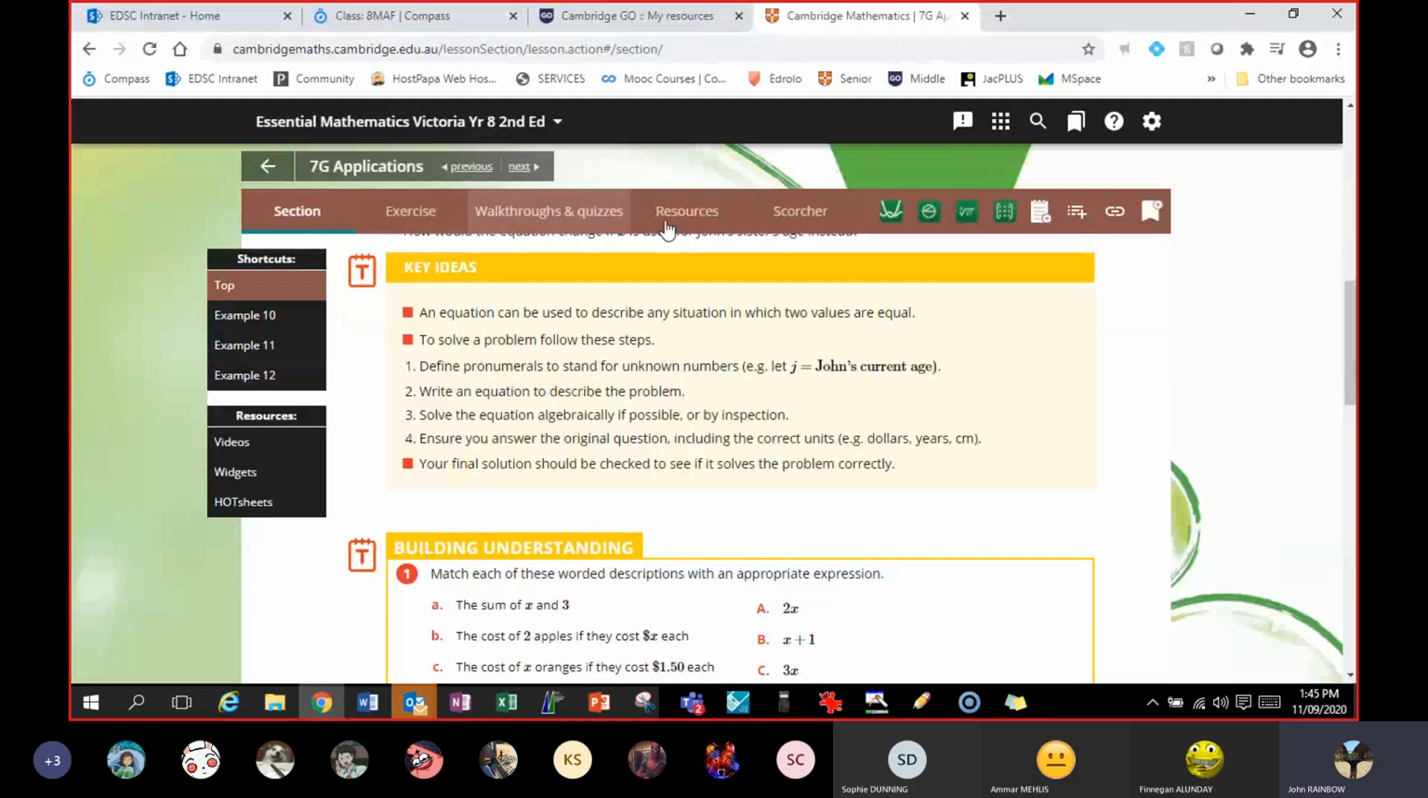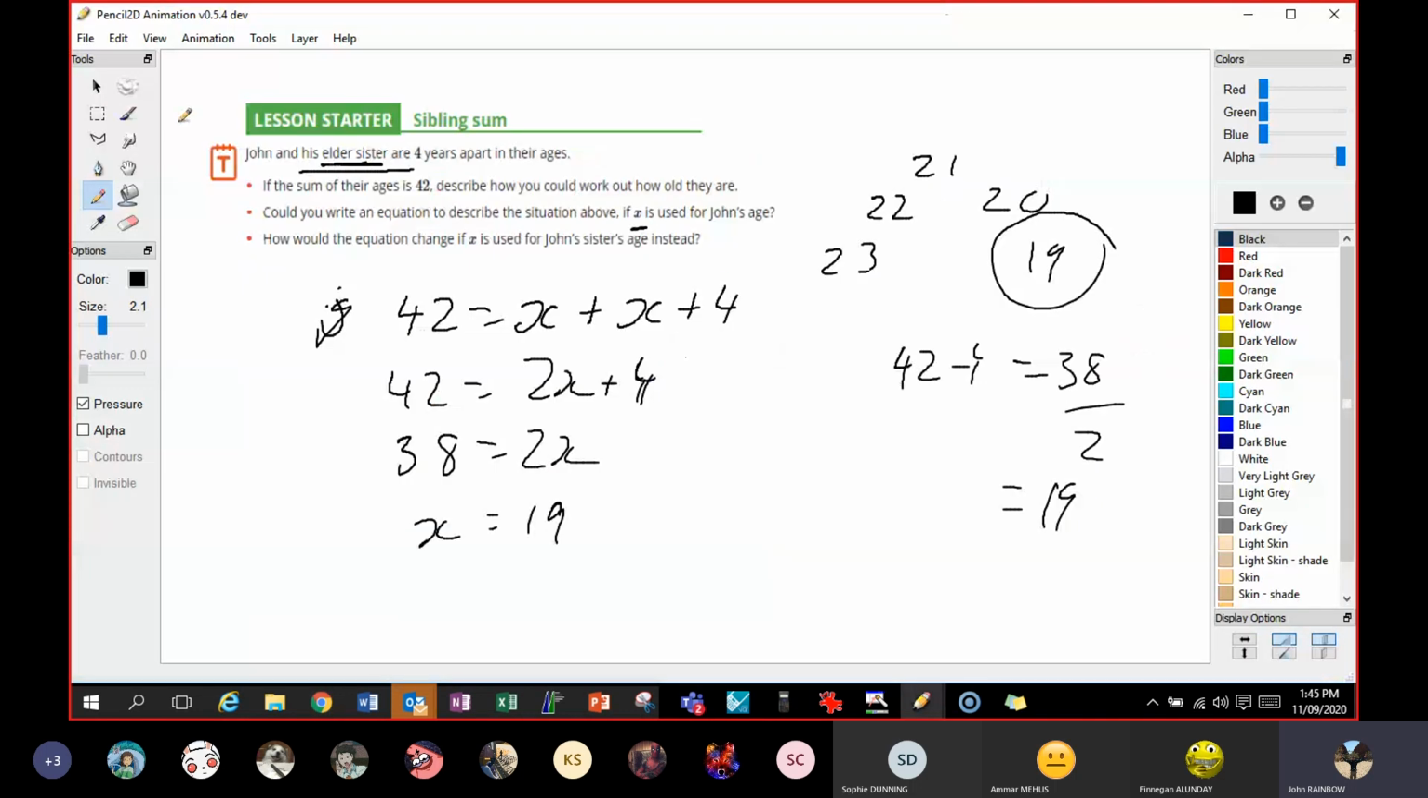Key ideas are always good to have a read through in any sort of math resource. An equation can be used to describe any situation in which two variables are equal. To solve a problem, follow these steps. Define the pronumeral to stand for an unknown, e.g. J equals John's current age. You always want to try and only have one variable. You don't want to go, let J be John's age and S be the sister's age. Notice I expressed the sister's age in terms of John's age, because if you have two variables, you can't solve it. For example, if I did 42 equals John's age plus the sister's age, it doesn't help me.